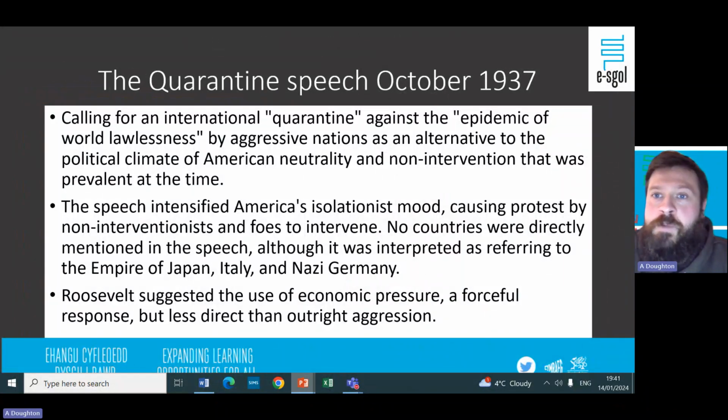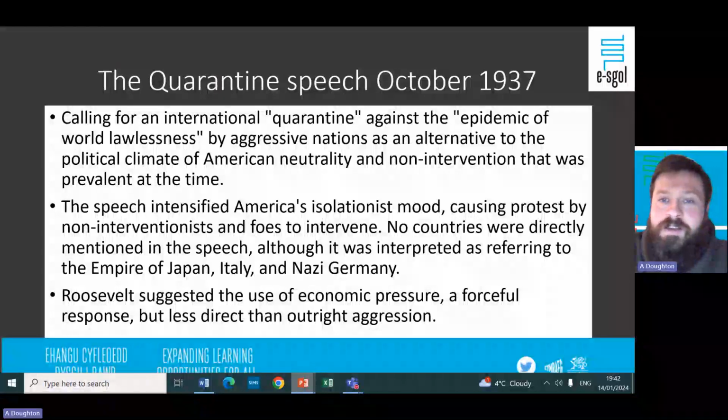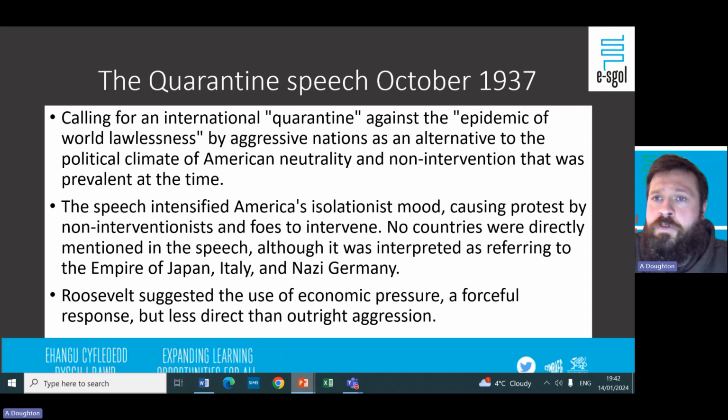Also, with his quarantine speech in October 1937, you could argue that this was not isolationist, because he is clearly calling out countries such as Germany, Italy, and Japan. So he called for an international quarantine against the epidemic of world lawlessness. He doesn't actually name them, but you can clearly identify these as the countries he's talking about. Now, he suggests use of economic pressure, but less direct than outright aggression. Those who wanted isolationism in America were angry about these comments, but this shows that Roosevelt is more inclined towards involvement with what's happening in Europe.